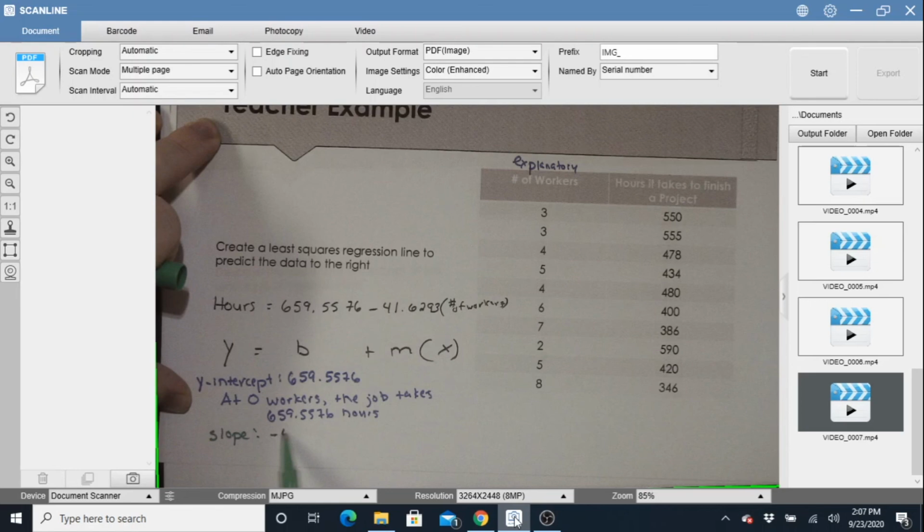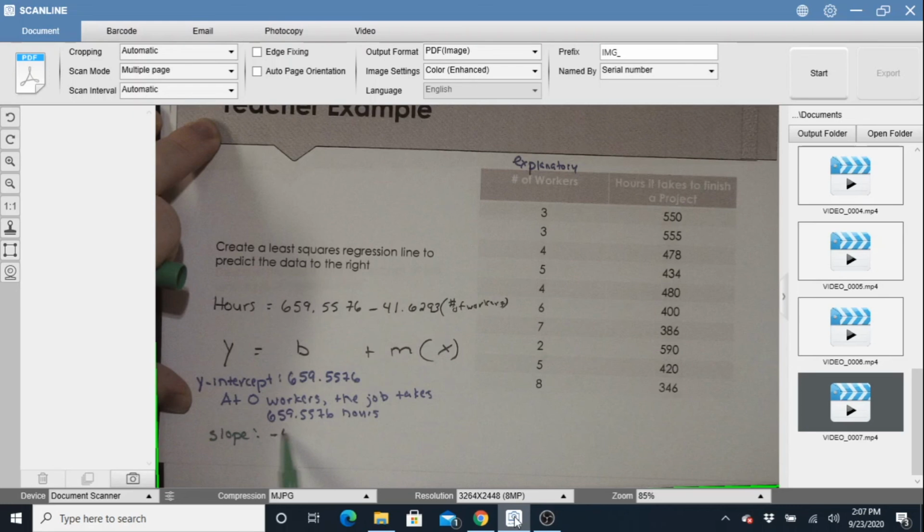for every additional worker on the job, the number of hours decreases by 41.6293. And technically, I get people every now and again who just want to keep it towards a pattern.